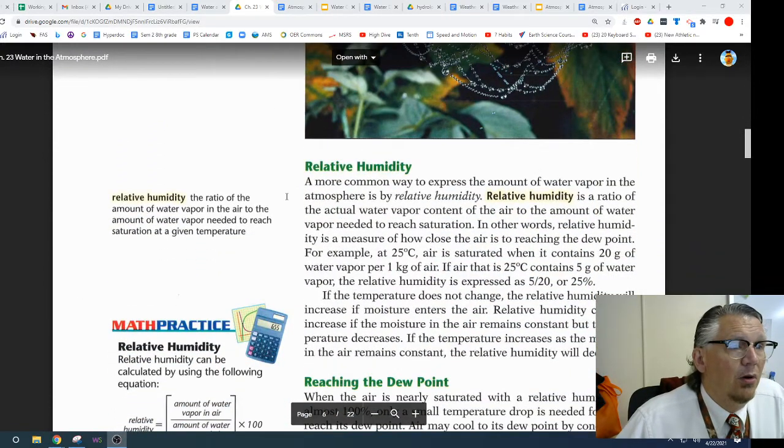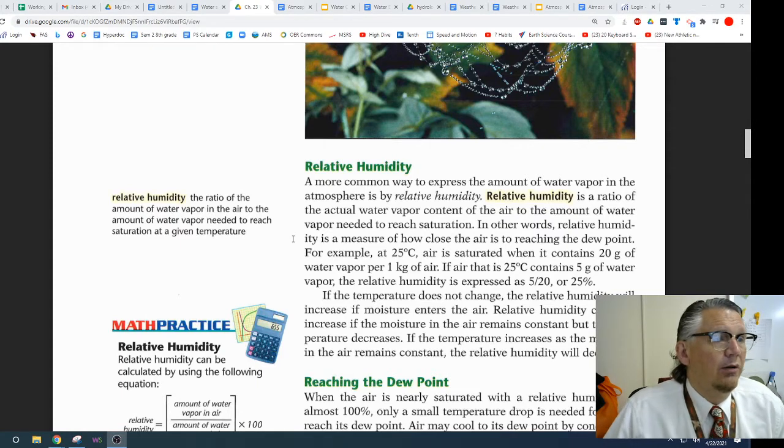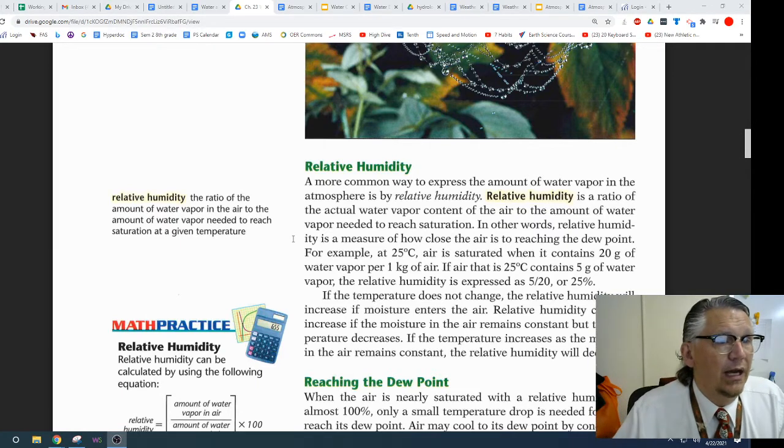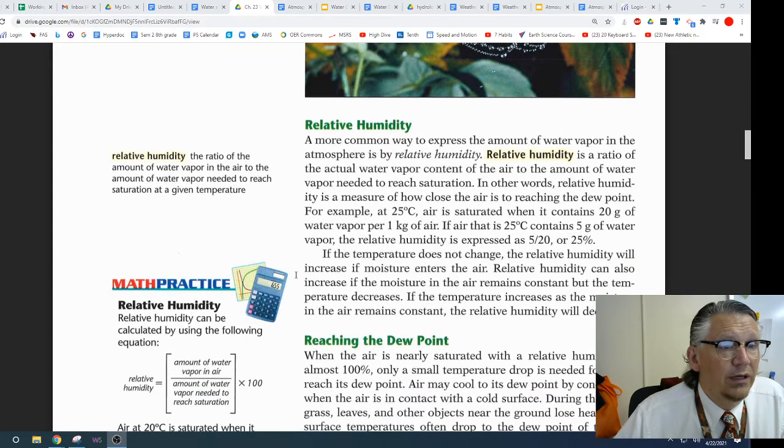Relative humidity. A more common way to express the amount of water vapor in the atmosphere is by relative humidity. Relative humidity is the ratio of actual water vapor content in the air to the amount of water vapor needed to reach saturation. In other words, relative humidity is a measure of how close the air is to reaching the dew point. For example, at 25 degrees Celsius, air is saturated when it contains 20 grams of water vapor per 1 kilogram of air. If air that is 25 degrees Celsius contains 5 grams of water vapor, the relative humidity is expressed as 5 divided by 20, or 25%.